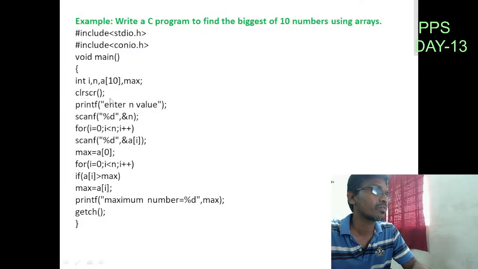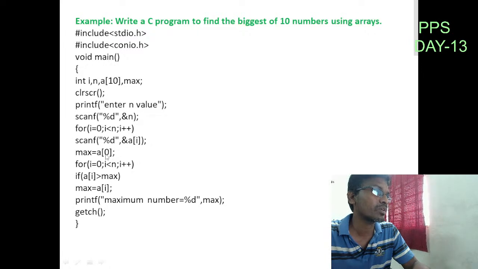This is an example to find the maximum, the biggest of 10 numbers using arrays. For that I am going to read the number of elements from the keyboard. If my n value is 10, then I need to enter 10 elements. For entering 10 elements, I will use a for loop. The first value will be stored at index number 0 onwards, so here I am writing i = 0, i < n, i++, and by using the scanf function you read 10 elements from the keyboard. All the values we read from the keyboard will be stored at index number 0 onwards.